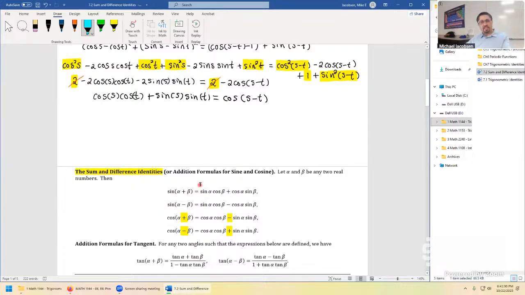Other thing to keep in mind is there is a pattern for sine. The sine version goes sine, cosine, cosine, sine on both versions. There's a new pattern for cosine. The cosine versions go cosine, cosine, then sine, sine, both versions.